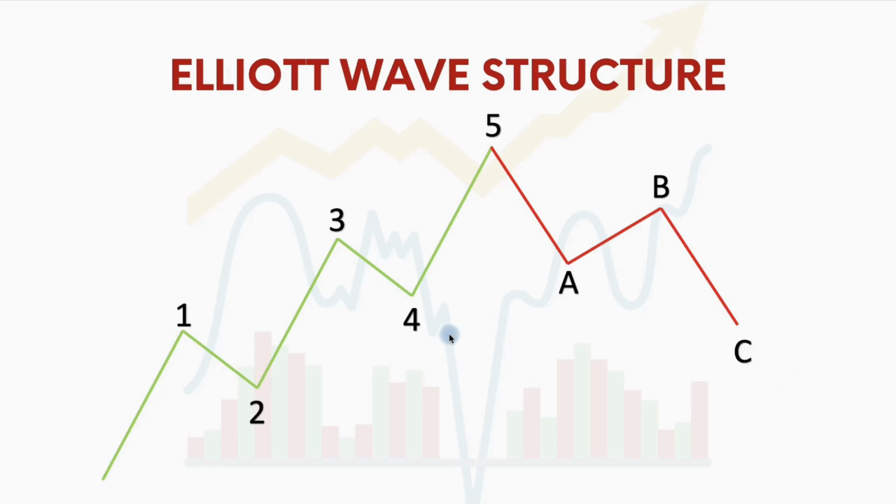If the primary trend is upside, there would be a move in 5 waves, 1, 2, 3, 4, 5, in the primary direction, that is the uptrend in this case, followed by a 3-wave move A, B and C in the counter trend direction. So that's how a typical Elliott wave structure looks.